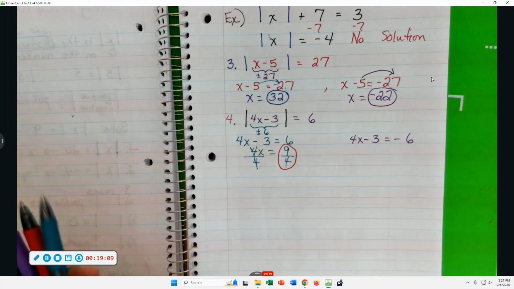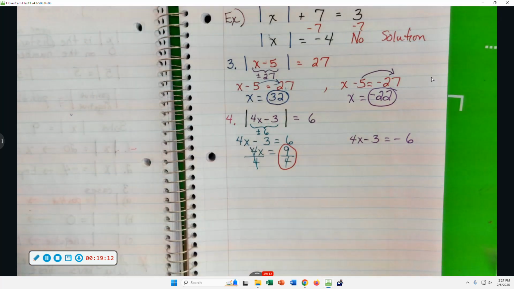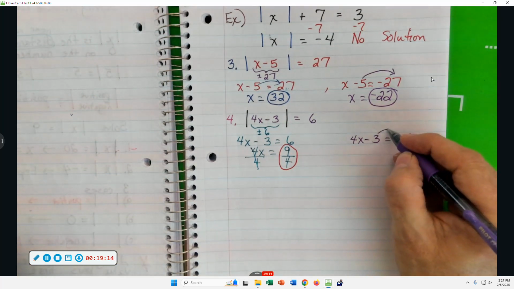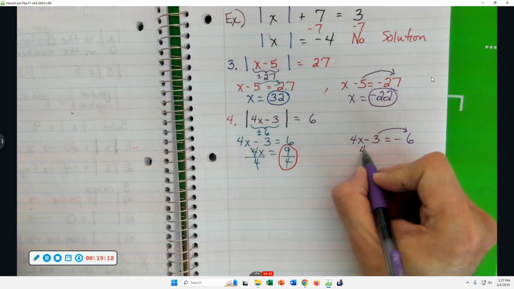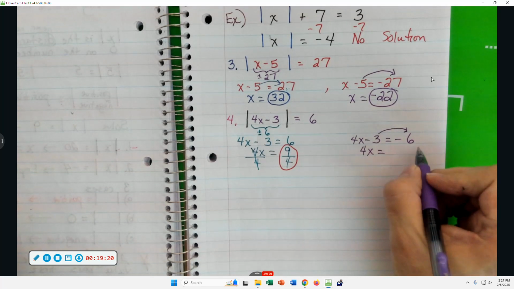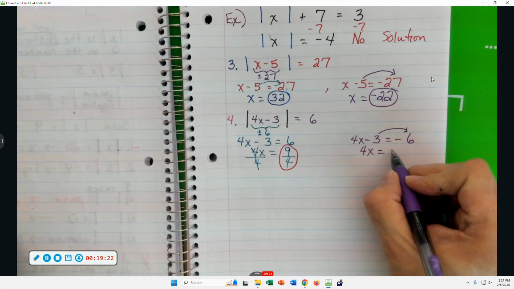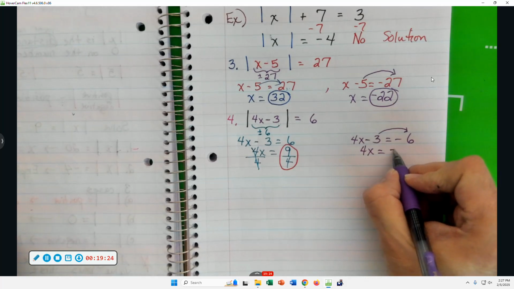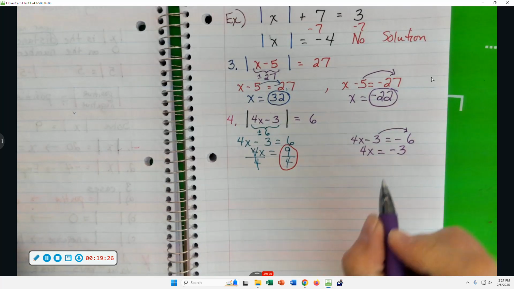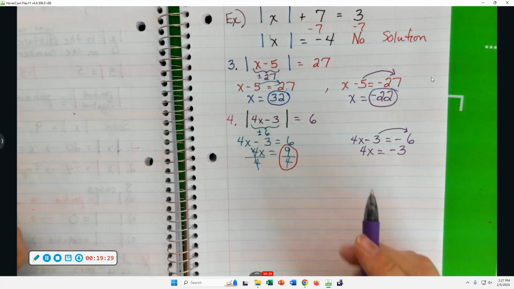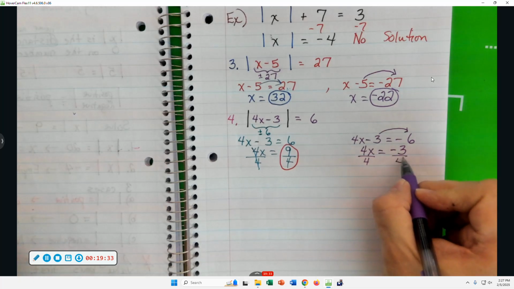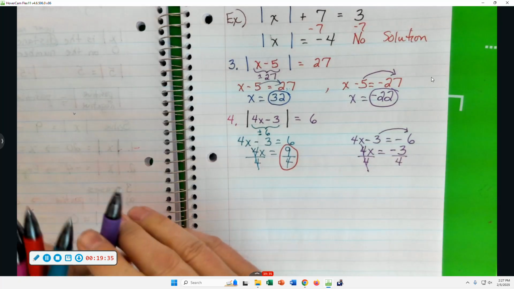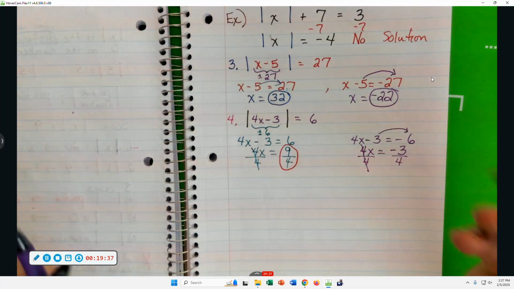Over here, on the purple one, I will add 3. So we have 4x equals negative 6 plus 3. Is that going to be a negative 3? Yes. And then divide by 4. So negative 3 over 4.